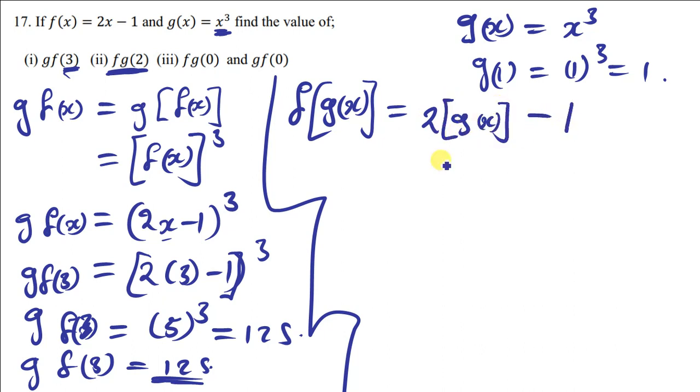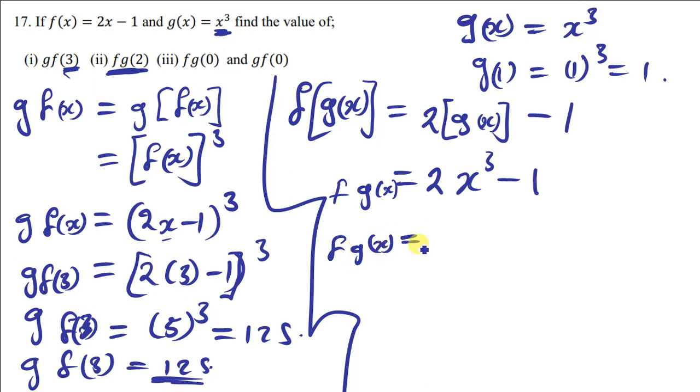Then we say minus 1. My g of x in this case is x to the power 3, so I'm going to put x to the power 3 there, then minus 1. So we're trying to find f of g of x. So f of g of x is therefore going to be equal to x cubed minus 1. This is what we found here as f of g of x.